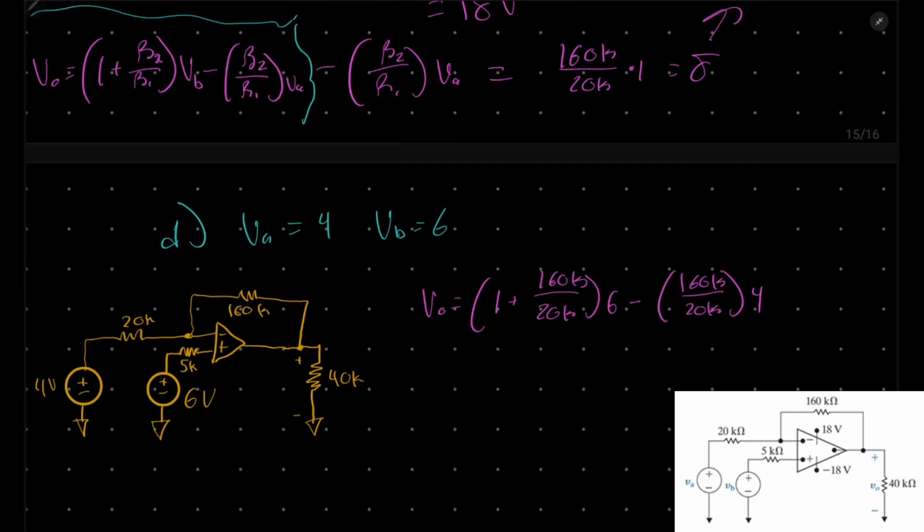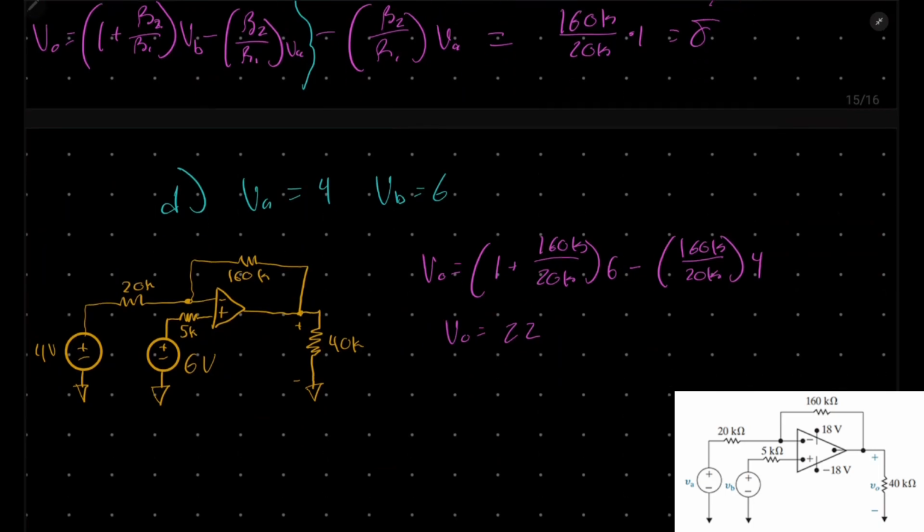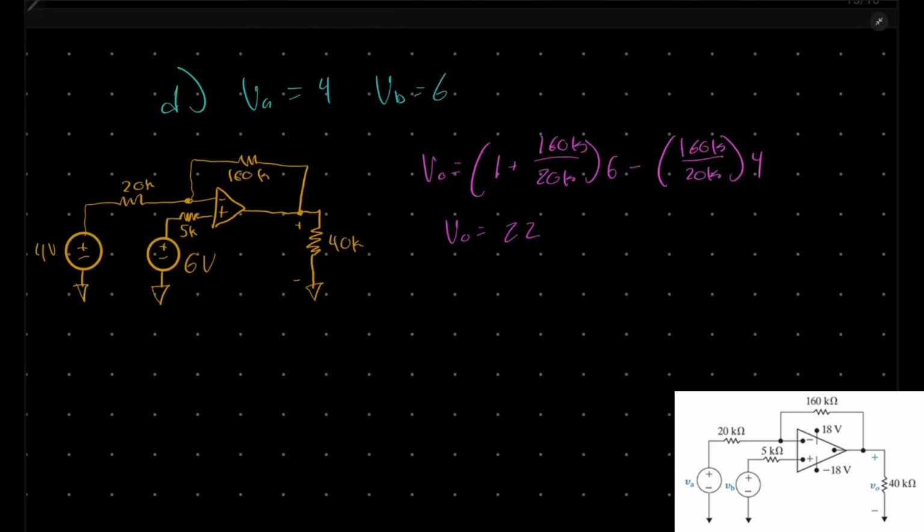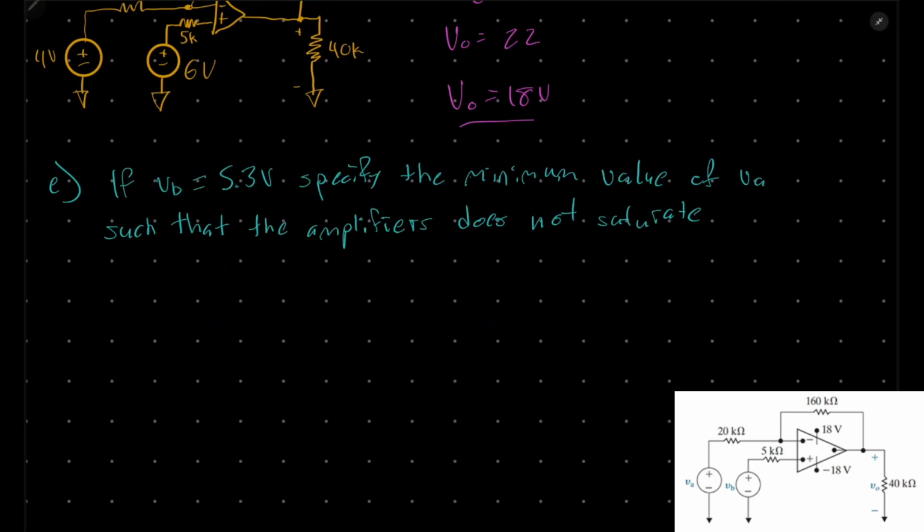Now, let's plug everything into our calculator and we get 22. V out is going to equal 22. But remember, looking at our circuit, this voltage is going to saturate because the maximum voltage that we can get is 18. So our V out is actually going to be 18 volts. Okay, so let's move on to part E.